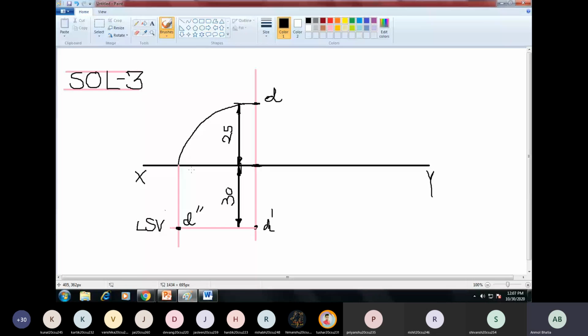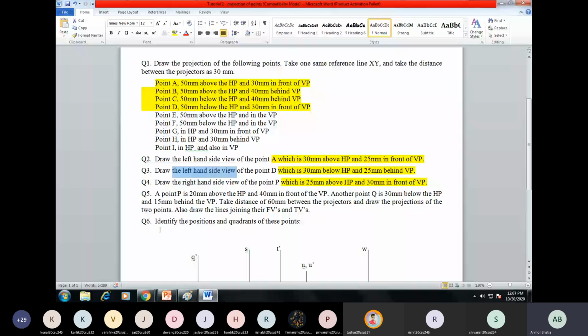Now, shall we start with question number 4? Yes, sir. See, read question number 4. You want to make the right side view of the point P, which is 25 mm above HP and 30 in front of VP. First, tell me the location of this point. Is it in first quadrant? Yes, first one. Okay, so we'll make the front view and the top view, and afterwards, if the right side view is to be made, we'll just align the side view with the front view and make it on the left side view.